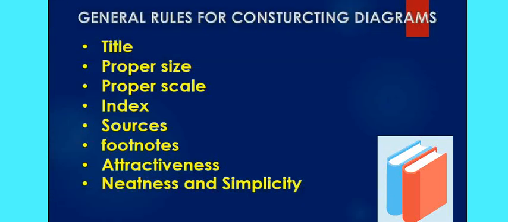Before going to the types of diagram, first you see the rules for constructing a diagram. These are the rules you follow. First you need a title. When you construct the diagram, the title is very important, and the proper size. Next, a proper scale. That means if you take the x-axis and y-axis, as you learned in school days, 1 centimeter equals 5 units. Likewise, you have to use a proper scale. Next, the index. The index for the x-axis and y-axis is very important.